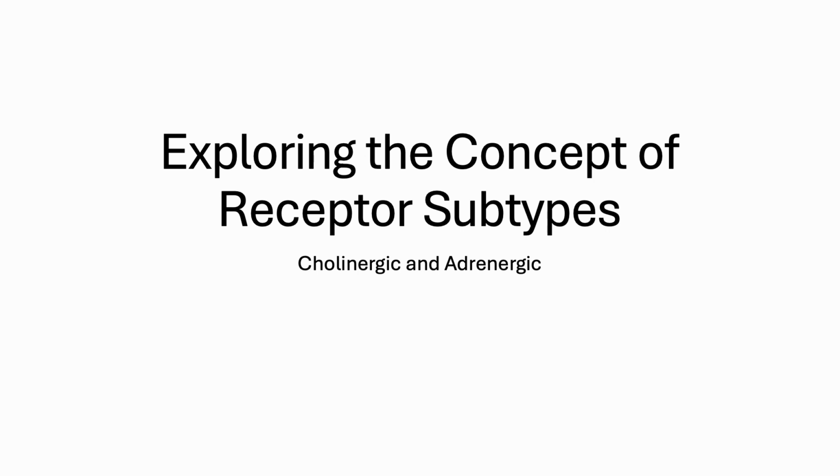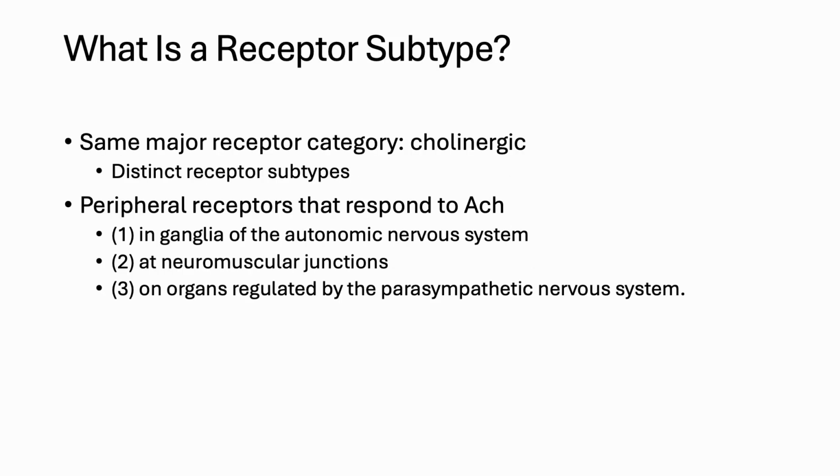In this mini conversation, we are going to explore the concept of receptor subtypes as it pertains to the peripheral nervous system and drugs that will potentially act upon these receptors. We will discuss what a receptor subtype is and why the receptor subtypes matter. So, first, let's answer the question regarding what a receptor subtype actually is.